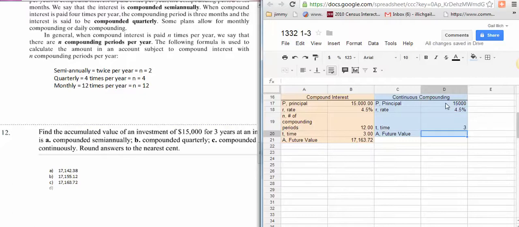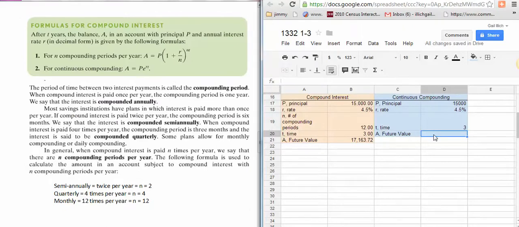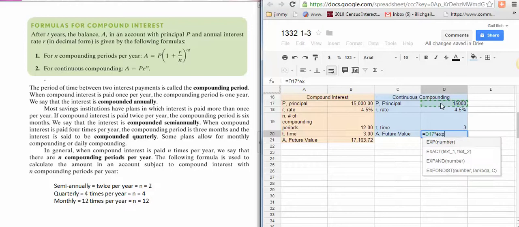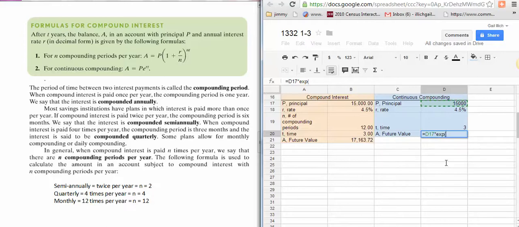Now to find the future value, I'm going to come up here to this formula. It's P times E to the R times T. Okay, so pay attention here because this is some new stuff. We're going to say equals the principal, which is D17, times. All right, now to get an exponent in the E in the Google spreadsheet, you type EXP, and it knows that, and it says returns E raised to the power of the given number. So I just do a parenthesis, and then it's R times T, so it's D18 times D19, and then I close my parenthesis, and then I hit enter.